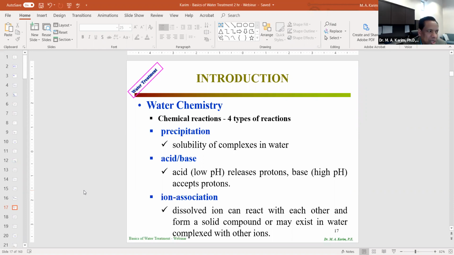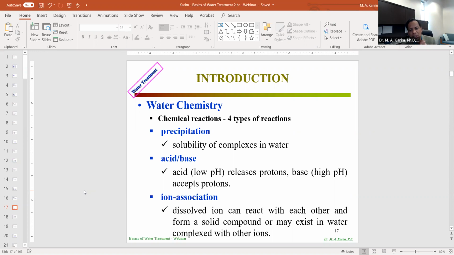Acid-base: a low pH solution, we call it acid, releases protons, and the base is high pH, accepts protons. So one can release a proton. When it releases the proton, what does that mean? Ultimately, it becomes more negative, right? And when it accepts the proton, it becomes more positive. Electron and proton, right? Things like that.